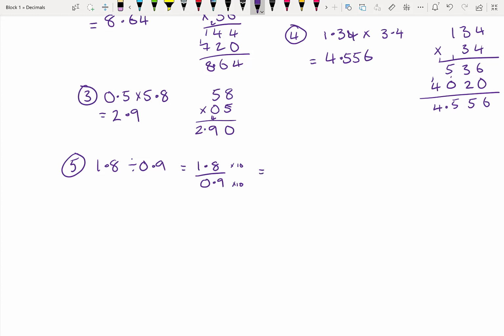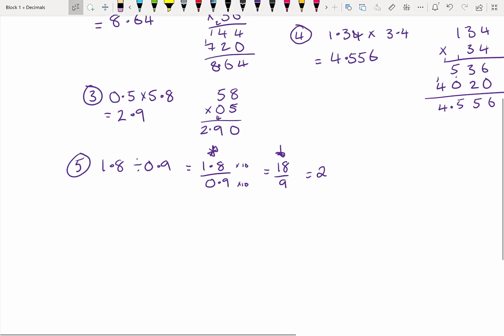And so that gives me a new fraction of 18 divided by 9. 18 divided by 9 is just 2. Okay, so that one here is a lot easier to solve than the first one. And that's what we're looking to do with our equivalent fractions. What we're looking to do is multiply them up so that we're dealing with whole numbers again.